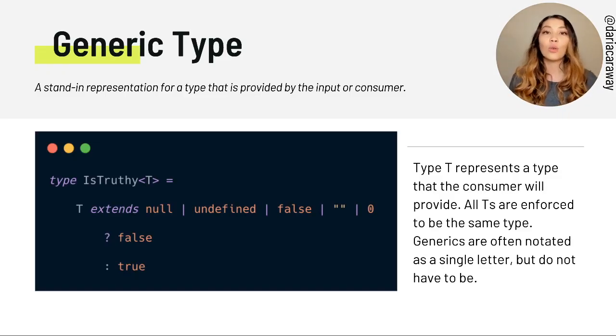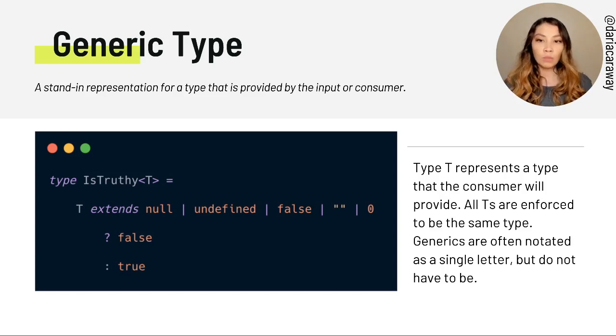Generic types are incredibly useful for making types more generic, and for that reason, you see them all over TypeScript, especially libraries. A generic is a stand-in representation for a type that is either provided as input or will be inferred by TypeScript. Here, type T represents a type that the consumer will provide as an input. All T's are enforced to be the same type.